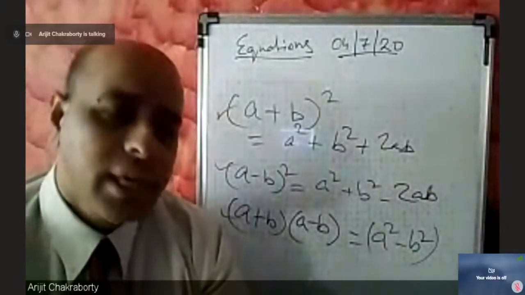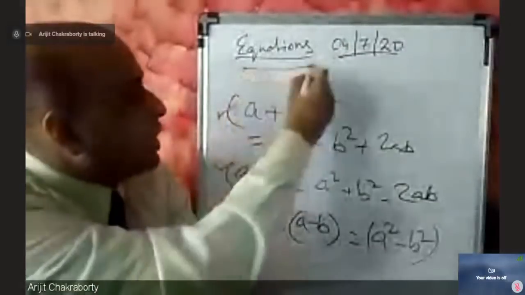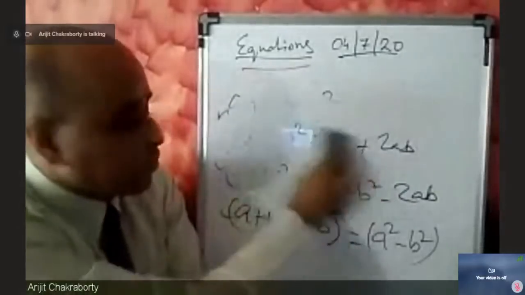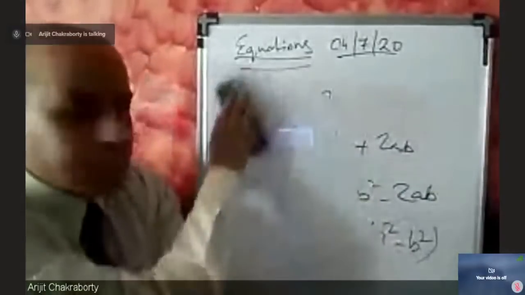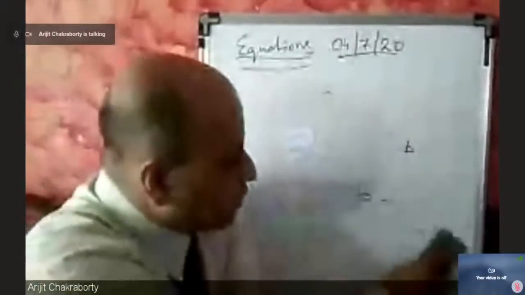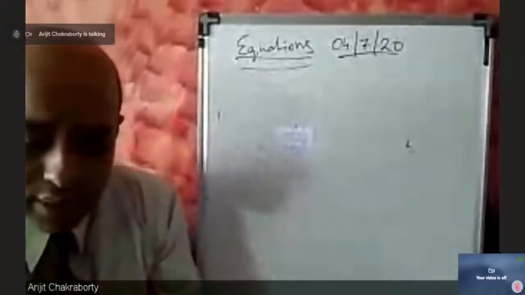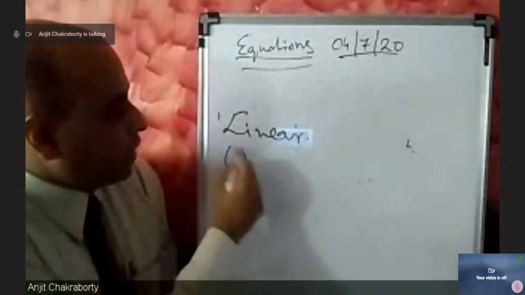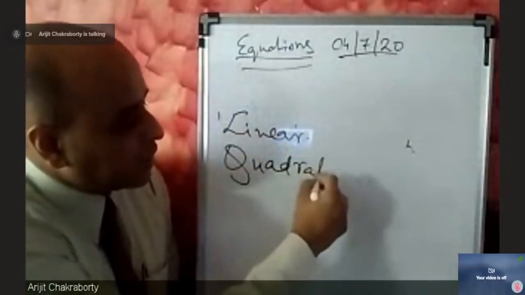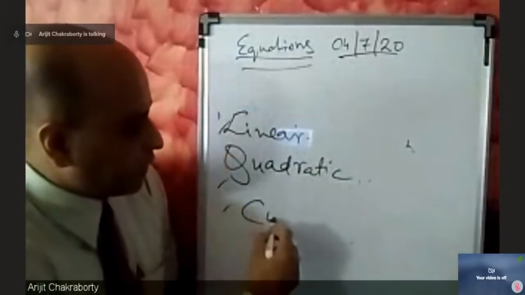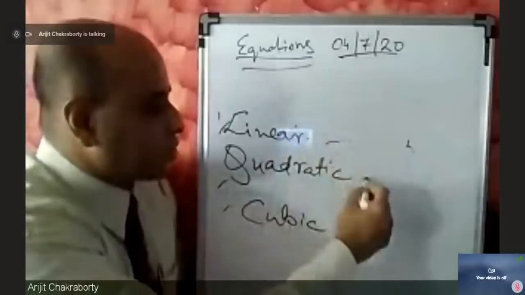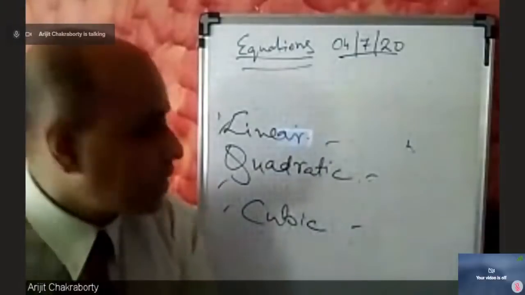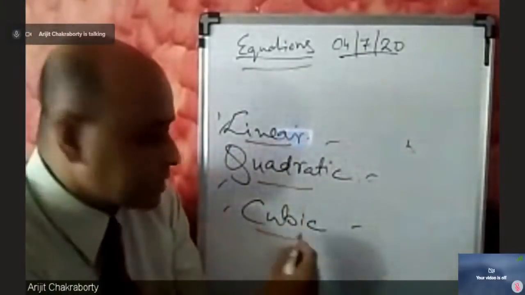Now in equations, since we are taking up equations today, we have three types of equations, of course. We have linear equations, we have quadratic equations, and we have cubic equations. Now there are a number of solutions to it. So first is the linear equation, then we have quadratic, and then we have cubic equations. So three types of equations are there. Today we are going to complete and discuss linear, quadratic, as well as cubic.